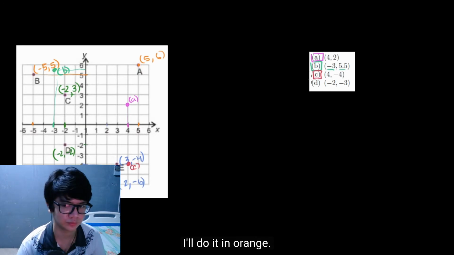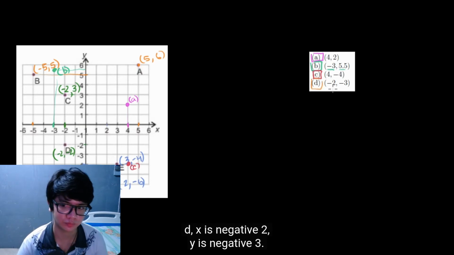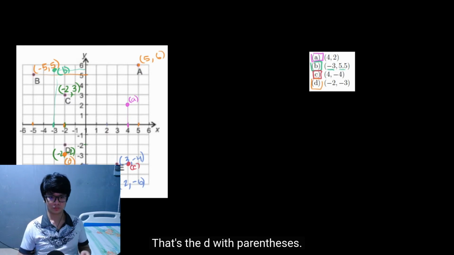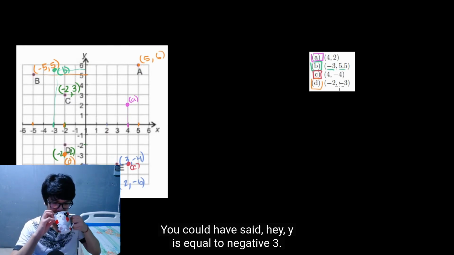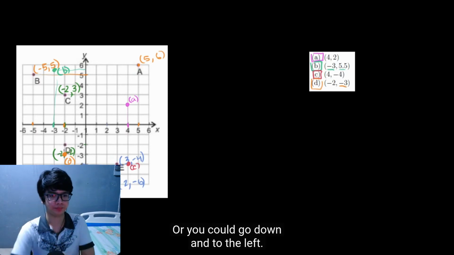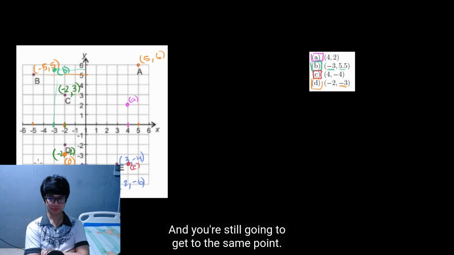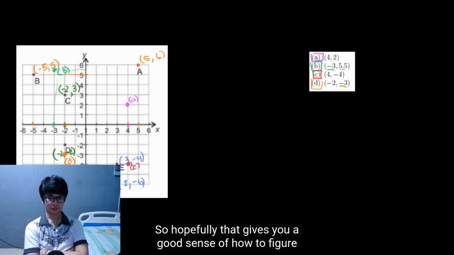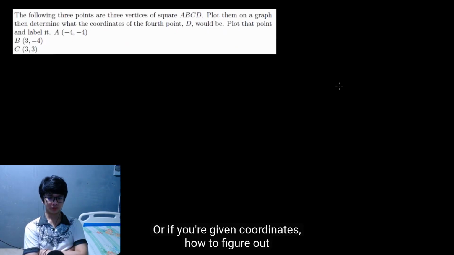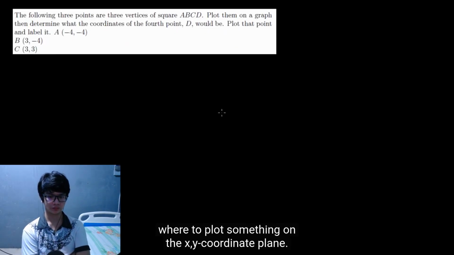And then one last one. I'll do it in orange. D. X is negative 2. Y is negative 3. Right there. That's the D with parentheses. And you could have gone the other way. You could have said, hey, y is equal to negative 3. X is equal to negative 2. So you could go to the left and down, or you could go down and to the left, and you're still going to get to the same point. So hopefully that gives you a good sense of how to figure out coordinates, or if you're given coordinates, how to figure out where to plot something on the xy coordinate plane.